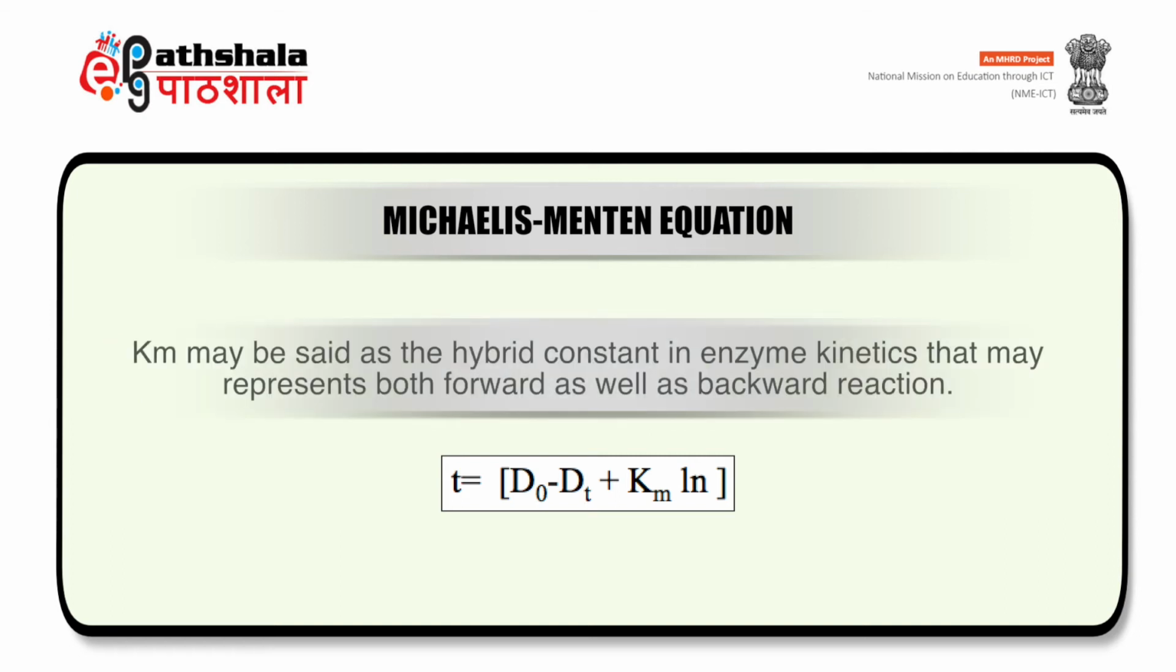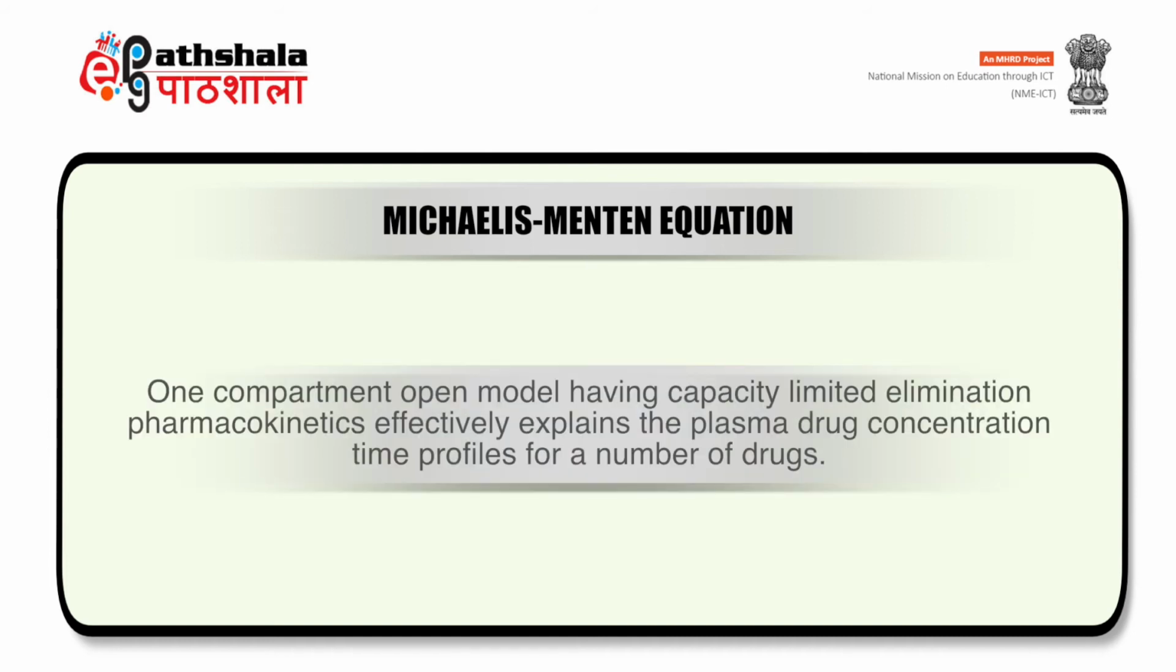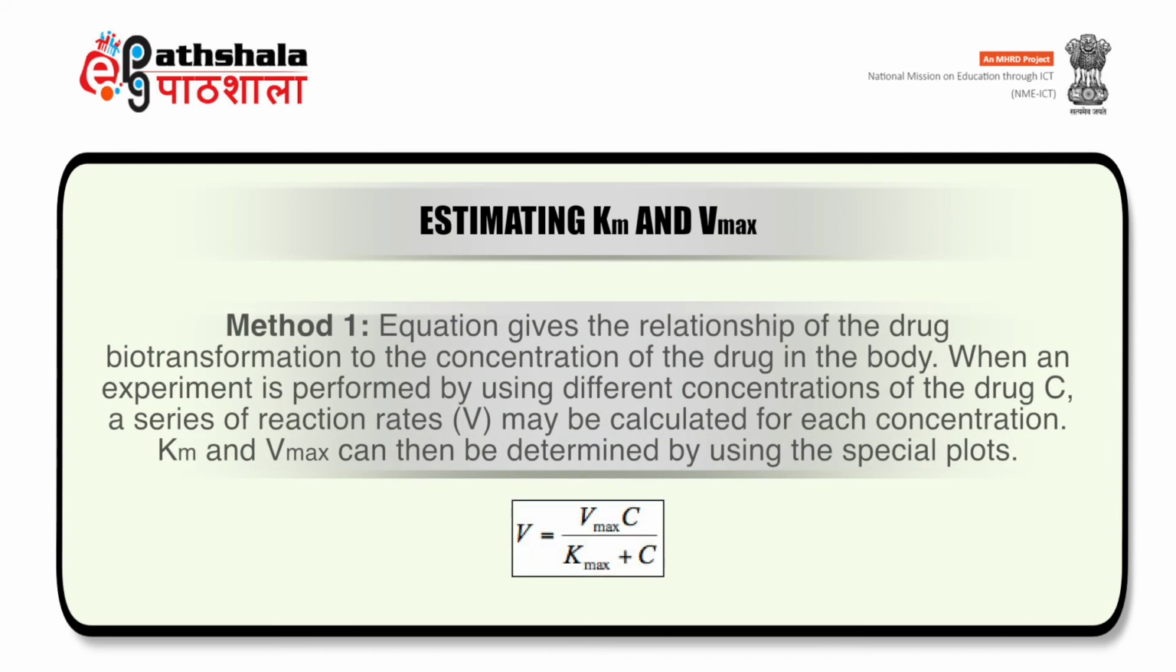Actually, Km can be set as a hybrid constant in enzyme kinetics that may represent both forward as well as backward reactions. It is equivalent to the concentration of the drug in the body at Vmax divided by 2. The one compartment open model having capacity limited elimination pharmacokinetics effectively explains the plasma drug concentration time profile for a number of drugs. Km and Vmax are estimated by various methods.